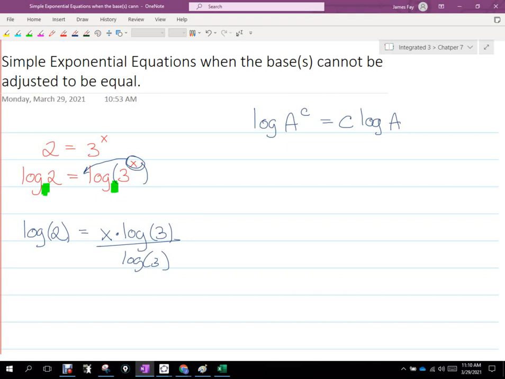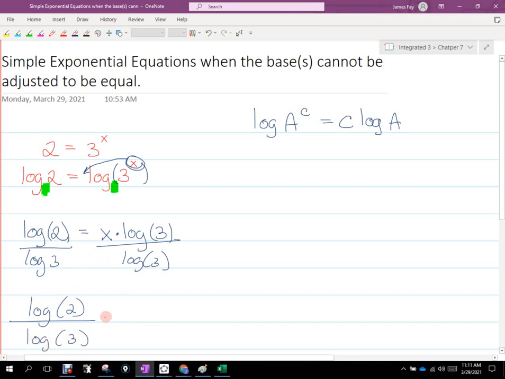We can only write it out to a certain precision: 2 decimal places, 3 decimal places, 4 decimal places, whatever we choose. If I write it this way, it's the exact value. So if I divide the right-hand side by log 3, what do I have to divide the left-hand side by? Log 3. And now we get log of 2 divided by log of 3. These cancel on the right-hand side, so I'm left with x.